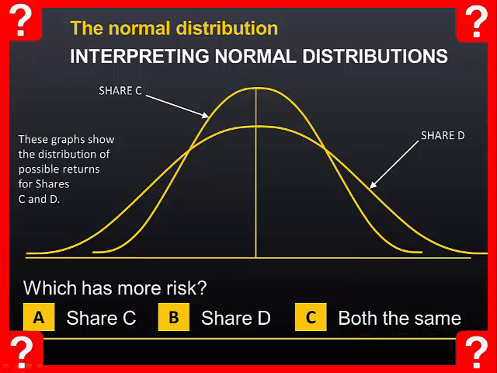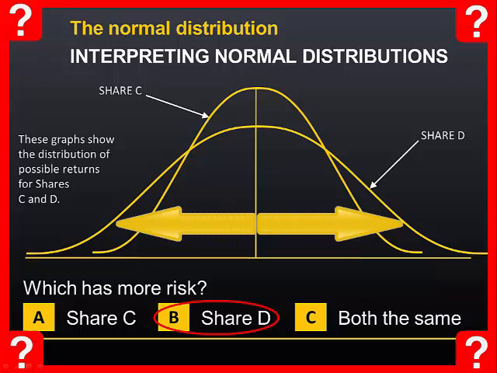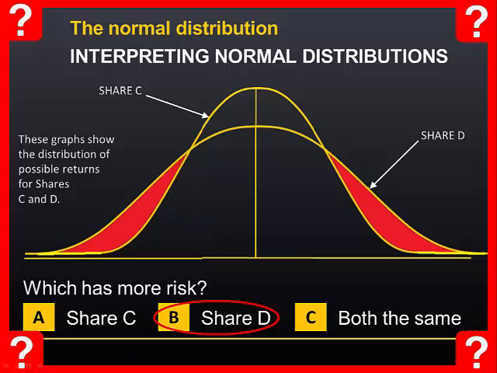Which has more risk? Share C, share D, or both the same? The answer is share D. The range of possible returns from share D is flattened out. There are more high levels of return and more low levels of return than would be the case with share C. Share D has more variability and therefore more risk.